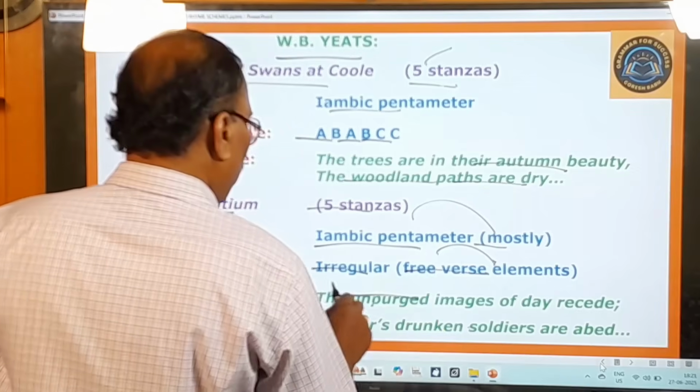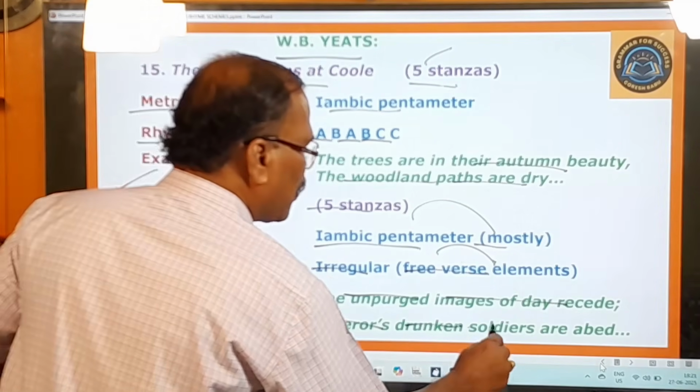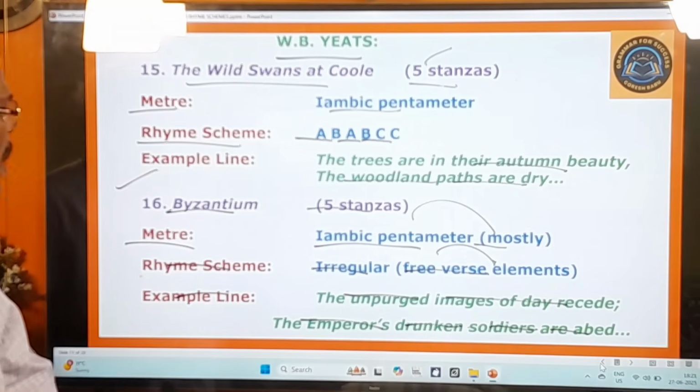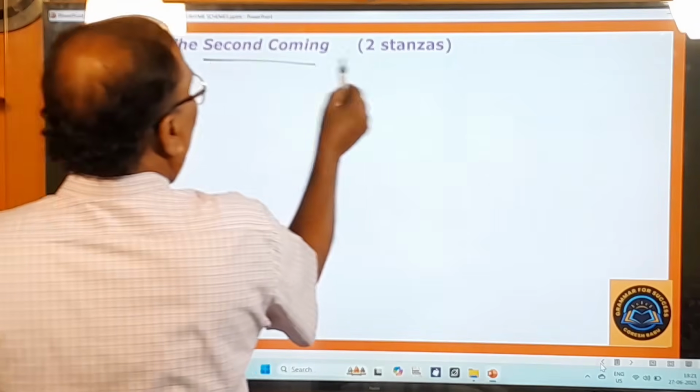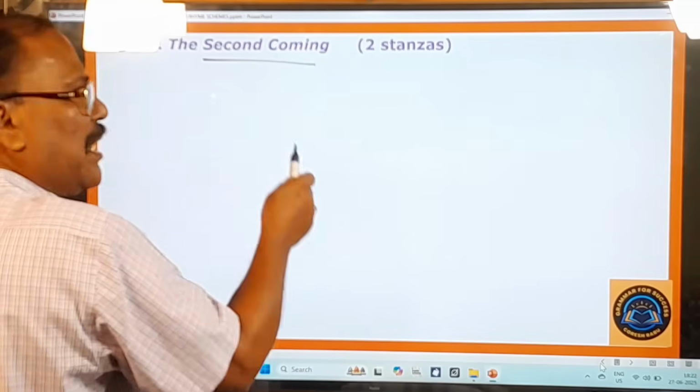One example: the unpurged images of day recede, the emperor's drunken soldiers are abed. It is something like that. So that is Byzantium. And now you move on to other poems. 17th poem, The Second Coming. It's also a very important poem. Questions may be given from Byzantium, The Second Coming, and all that.